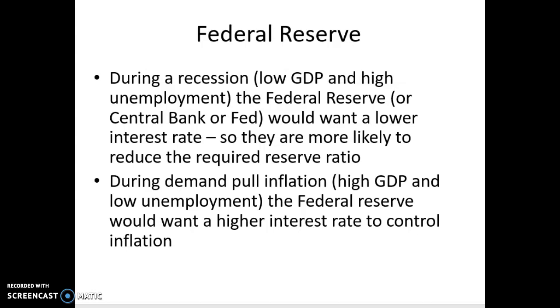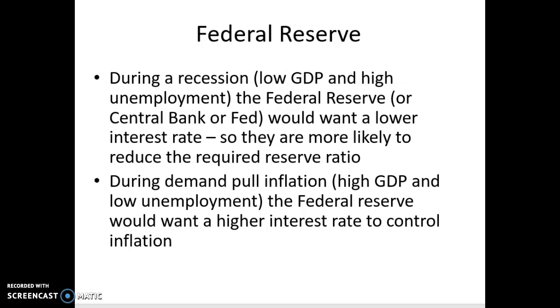So the supply of money would be shifting to the left, and you'd see the interest rate go up. And they do that during demand pull inflation so that we slow down the velocity of money because it's just going too fast. We're having too rapid of inflation. So that's one of the ways the Federal Reserve works on controlling the interest rate.